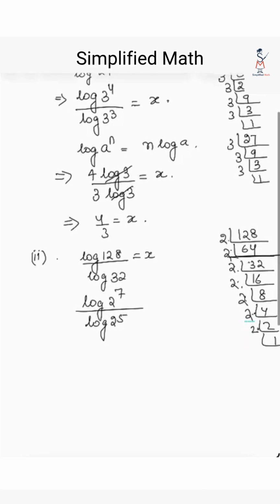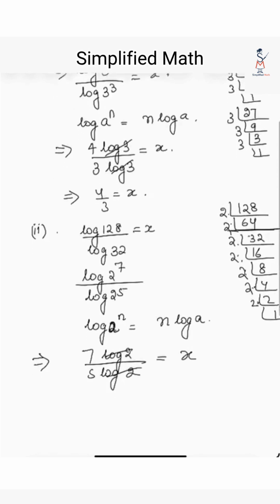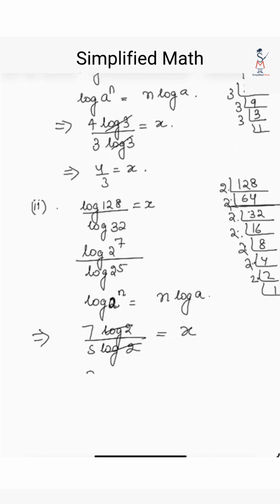Same way, any log has a power, say n. Let's say log a has a power of n, then n comes in front of log a. So this is how we will convert log 2 raised to the power 7. So this will be 7 log 2 by 5 log 2 is equal to x. Log 2 will have the same value. You can cancel it. So x will become 7 by 5.